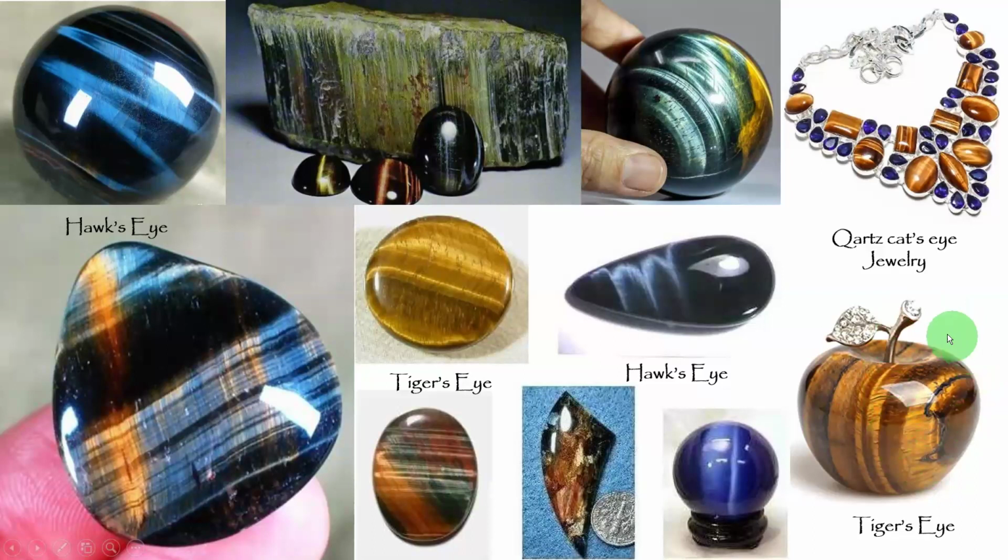The diamond is there, created as jewelry. It is mixed jewelry, a necklace, quartz cat's eye jewelry. So all are tiger's eye and hawk's eye. Then we can use these for the tourist industry. Tourists are buying those necklaces and jewelry. They like this because of the chatoyant effect and the colors.